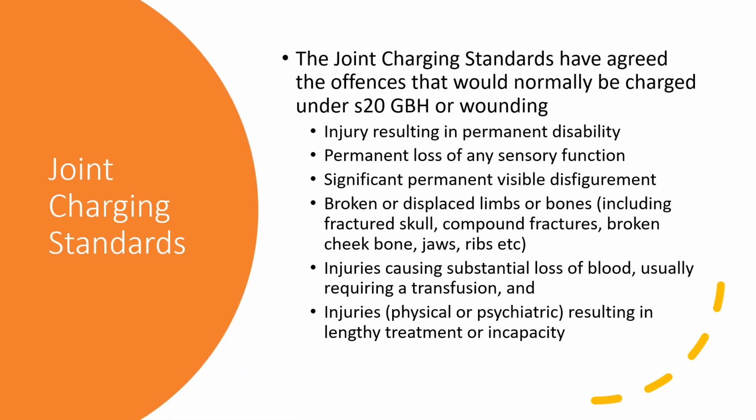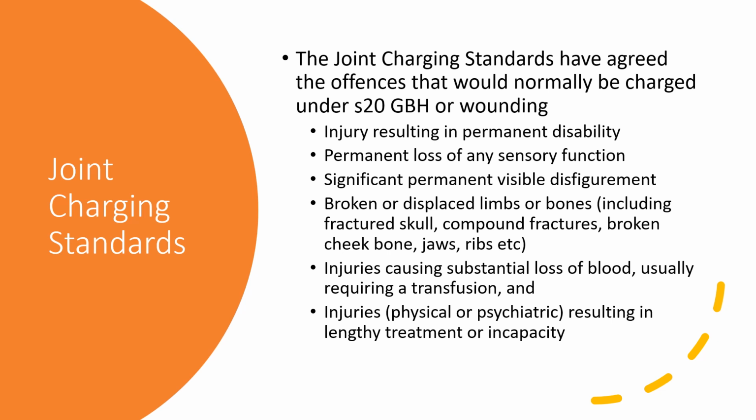Now we looked at the joint charging standards when we did ABH, but for this, the joint charging standards have agreed that the offences would normally be charged under section 20, and these are the kind of issues. Injury resulting in permanent disability, clearly that's very serious. Permanent loss of any sensory function, like blindness, deafness, and so on. A significant permanent visible disfigurement. Broken or displaced limbs and bones, for example, compound fractures, broken cheekbone, fractured skull, broken ribs, broken jaw, etc.